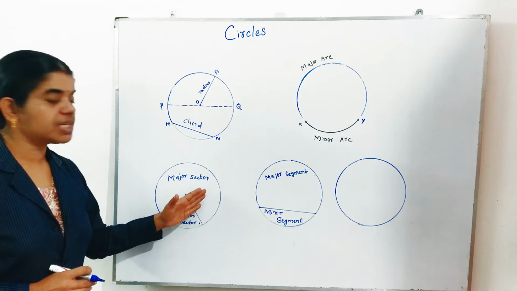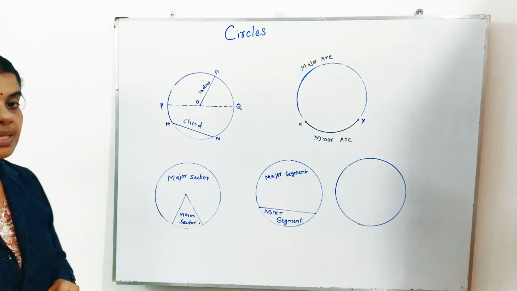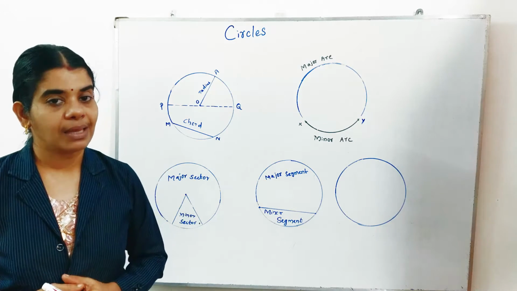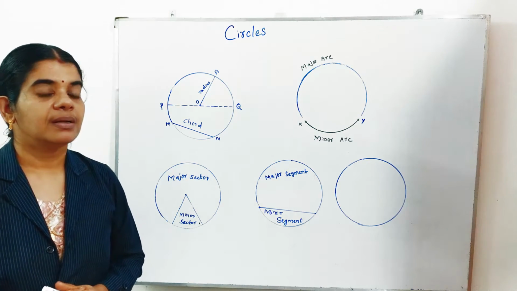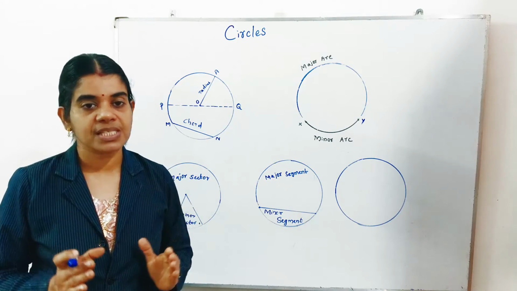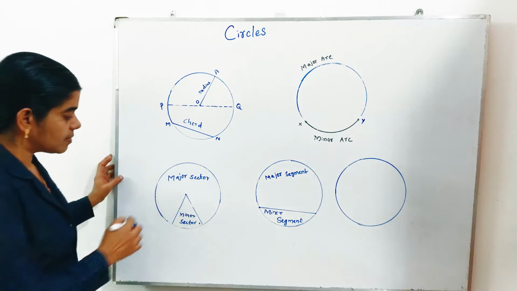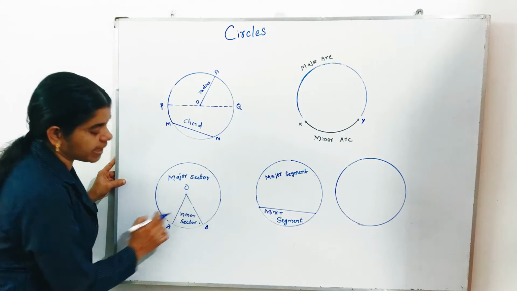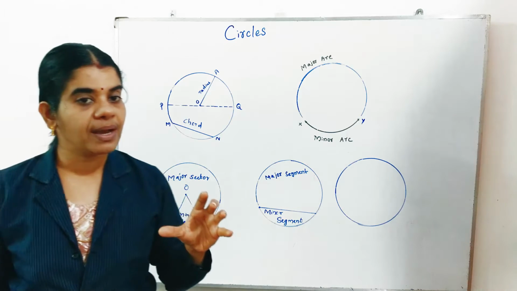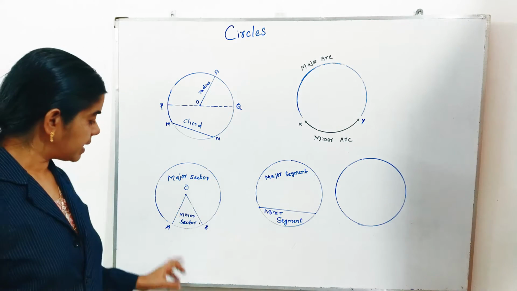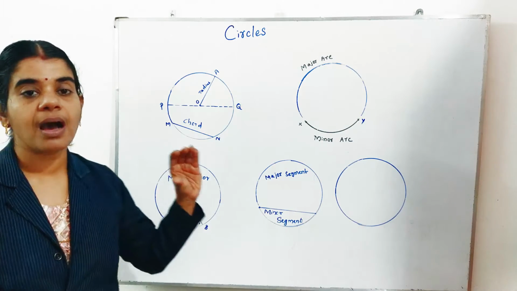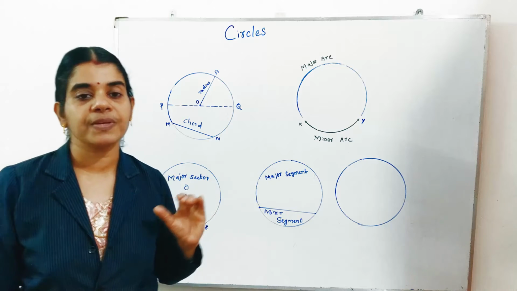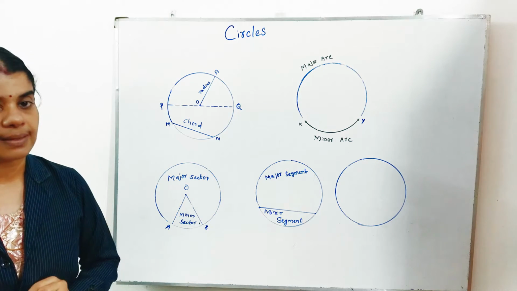Next one is major sector and minor sector. What is meant by a sector of a circle? Do you know how we cut a cake? Cake pieces are in the shape of a sector. Thus I am taking radius AB. What are OA and OB? OA and OB are the radii of the circle. Then AB is an arc of a circle. The space between two radii and an arc of a circle is known as the sector of the circle.